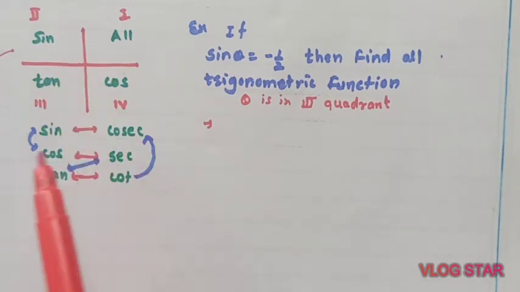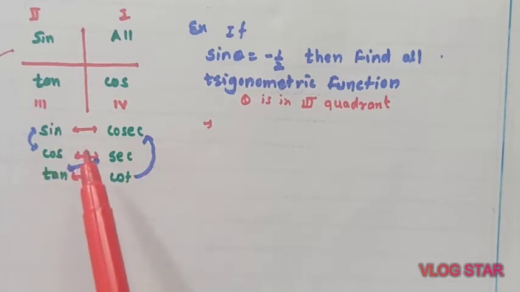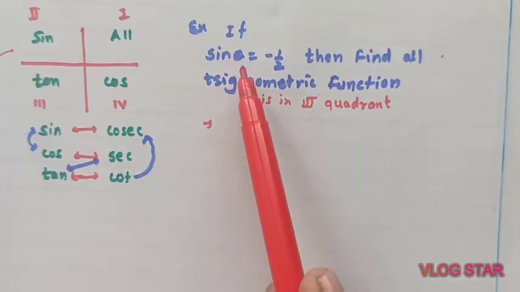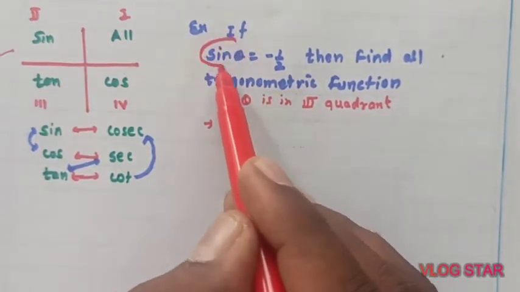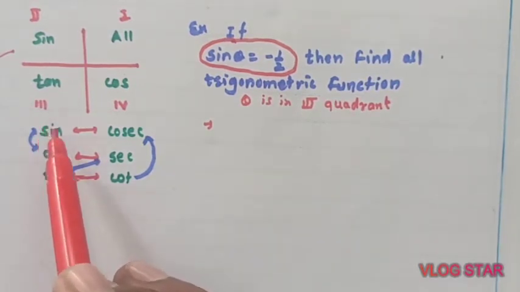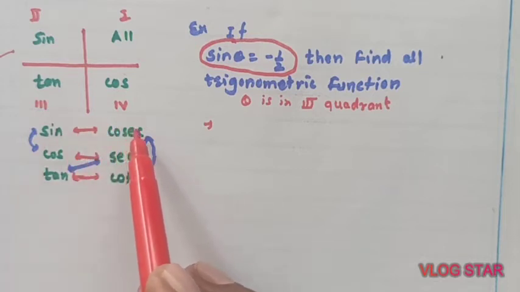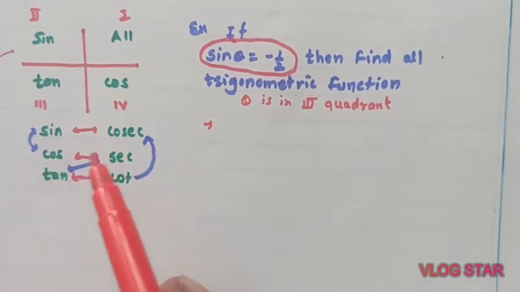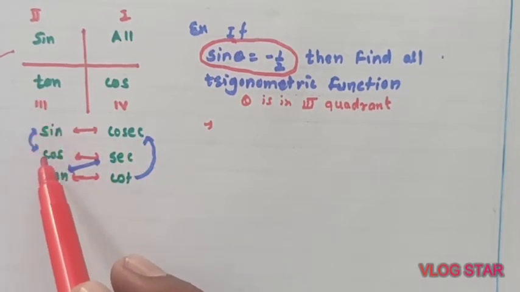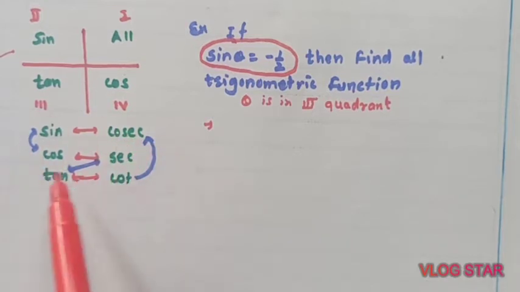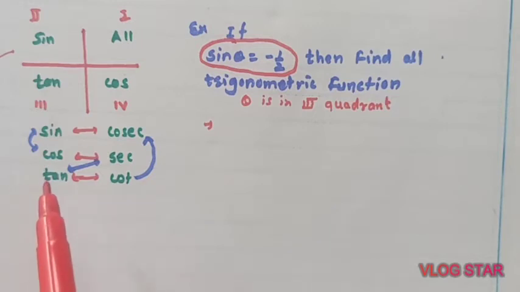This trick connects all trig functions to each other. Means by knowing one trig function we can determine other trig functions. Which function do you know here? Here you know sine of theta is negative half. So from sine I can have two directions. From sine I can go to cosec, cosec to cot, cot to tan, tan to sec, sec to cos. Or I will choose the second option, from sine to cos, cos to sec, sec to tan, tan to cot, cot to cosec. So in any direction you can move here. So by knowing one trig ratio you can determine other trig ratios.